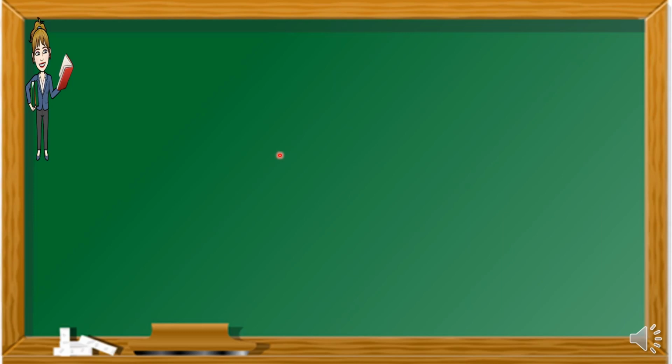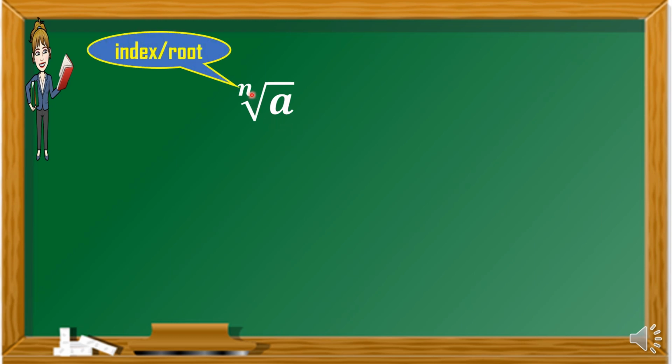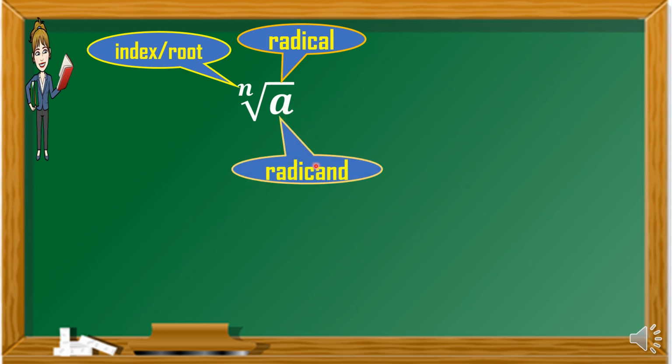Okay, to start with our discussion, let us have first a review regarding the basic parts of our radical expression. Let's say we have this given. This can be read as the nth root of a. Dito, identify po ulit natin yung basic parts ng ating radical expression. Yung n natin dito ay ang tinatawag nating index or the root. Of course, this symbol is what we call the radical symbol. And the term inside the radical symbol is the radicand.